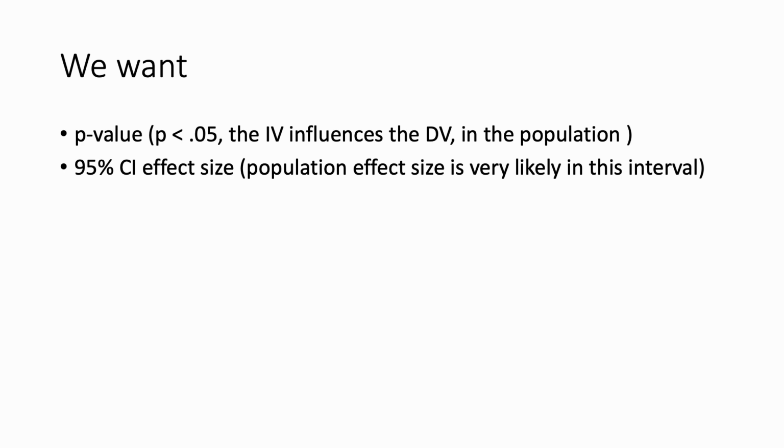The two things that we always want are your p-value and 95% confidence interval of effect size. When p is less than 0.05, we know the independent variable influences the dependent variable in the population. Our 95% confidence interval of effect size tells us the population effect size possibilities.